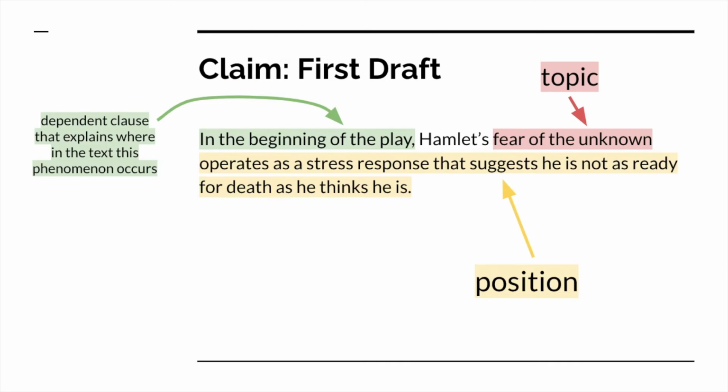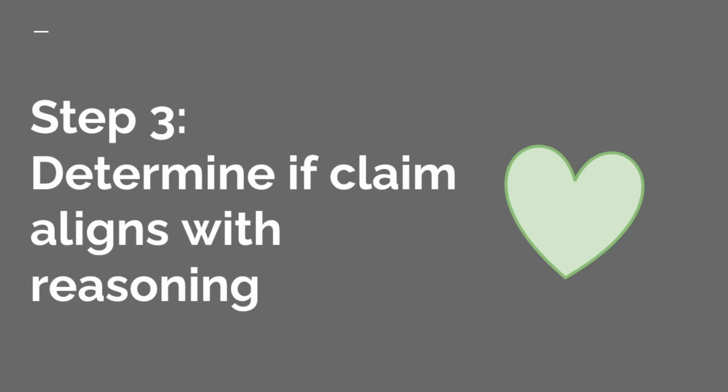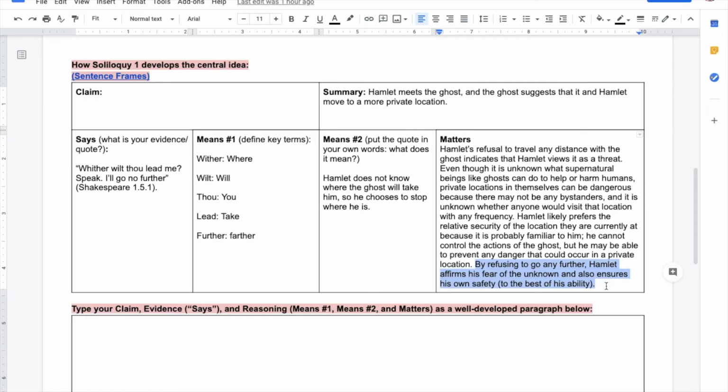Perfect! So, my very, very last step is to make sure my claim aligns with my reasoning. So I'm thinking about how that very last sentence of my matter section should connect to my claim, so I'm going to make sure that it still does. That sentence says, by refusing to go any further, Hamlet affirms his fear of the unknown and also ensures his own safety, to the best of his ability. There is a subtle connection, but direct argumentation should not really be subtle. I need to be more clear about my final position and make a stronger connection to my claim by explicitly referencing Hamlet's desire for death.